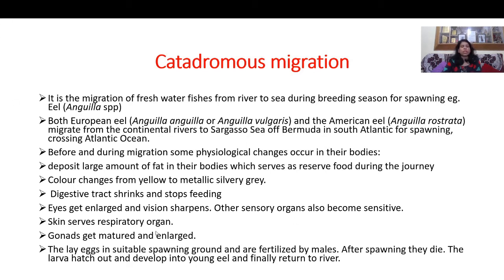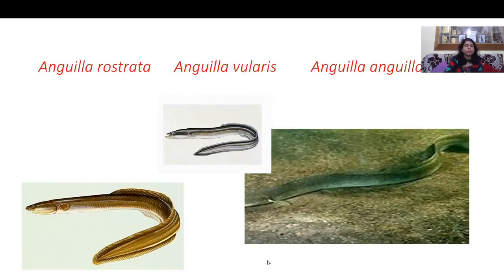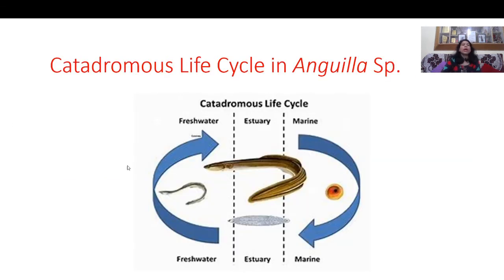Skin serves as a respiratory organ, gonads mature and enlarge, and they lay eggs in suitable spawning grounds, which are fertilized by the male. After spawning, they die and the larvae hatch out and develop into young eels and finally return to the rivers. Here you can see the morphology of some species of Anguilla, like Anguilla rostrata and Anguilla vulgaris. They are snake-like fishes. Catadromous life cycle of Anguilla species.